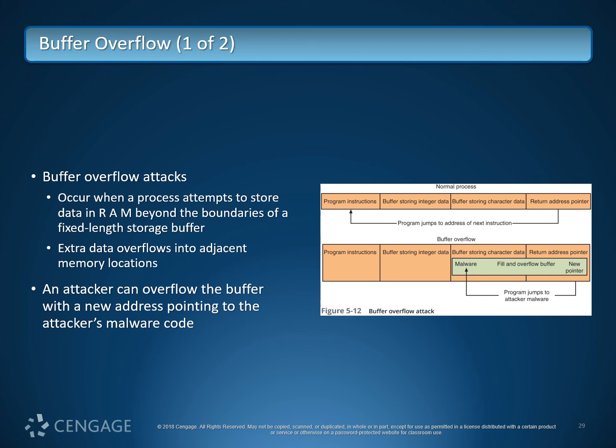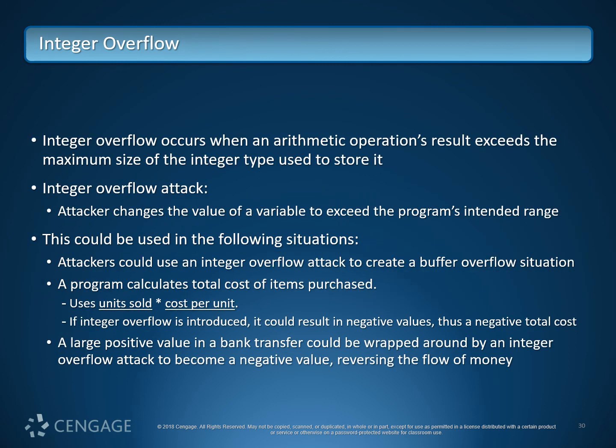The extra data flows into adjacent locations, and then the overflowed buffer can now have a new address, which would normally contain the return address of the processor, to move to the malware code. This takes advantage of the fail-safe nature of the overflow to try and run something that otherwise would be rejected by the processor or by the operating system. Integer overflow is a little bit different.